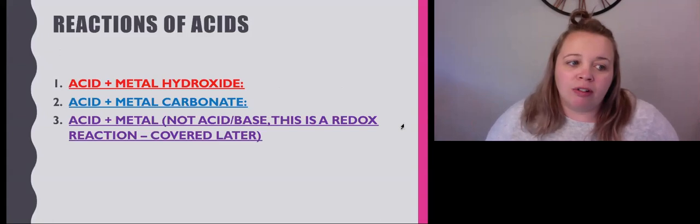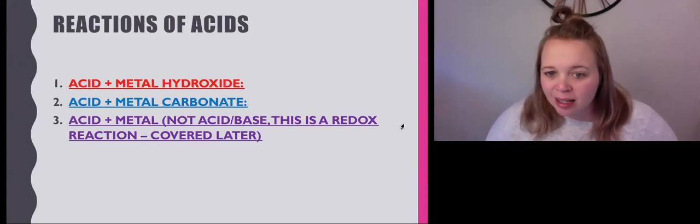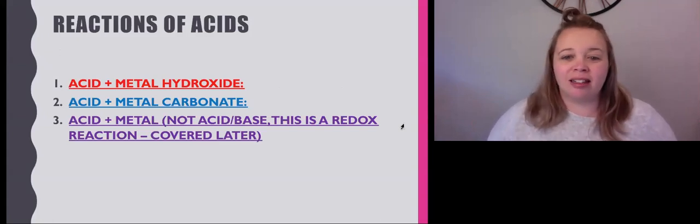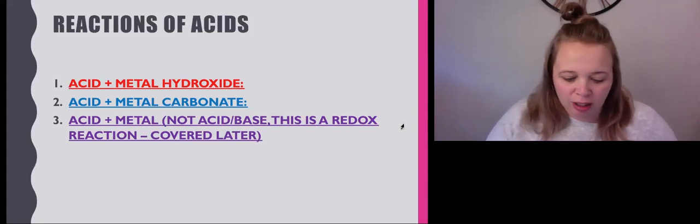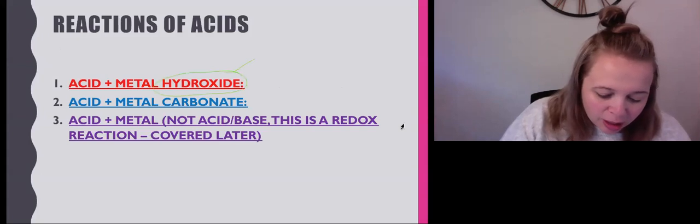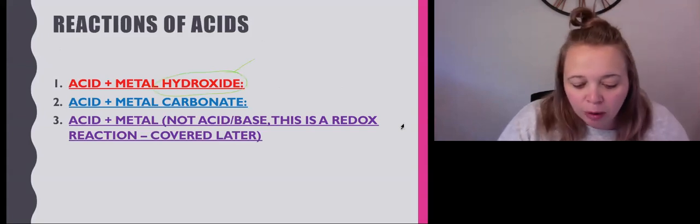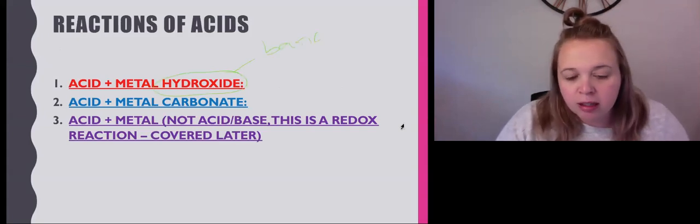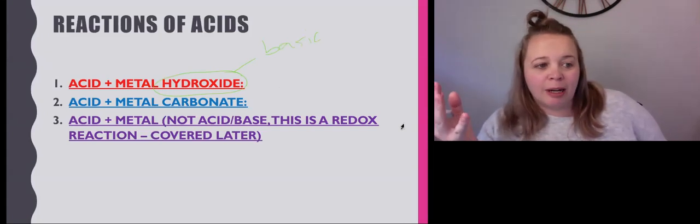So the first one we've got is an acid plus a metal hydroxide. That is a classic acid-base reaction. Why do I say it's a classic acid-base reaction? It's because hydroxide ions are what make things basic. So that's why we know that that's an acid-base reaction.